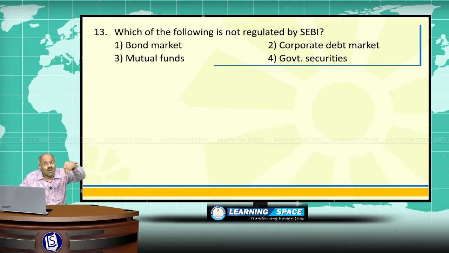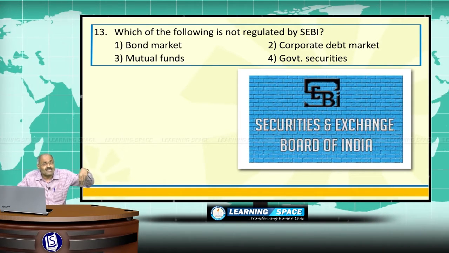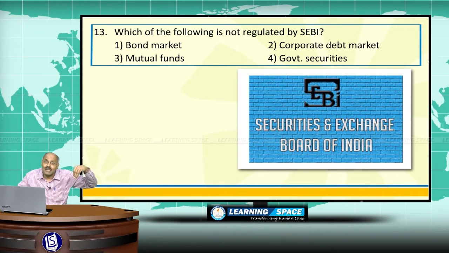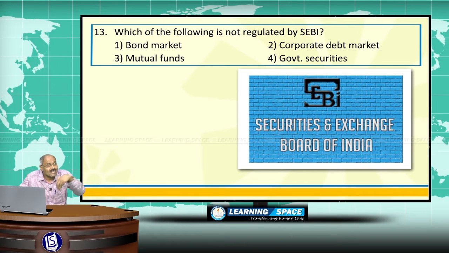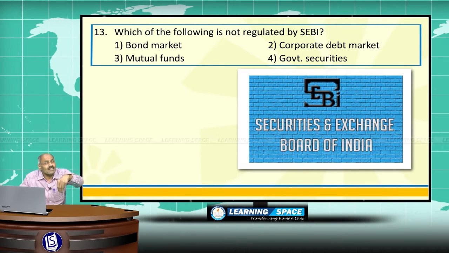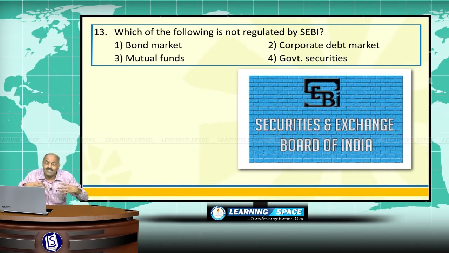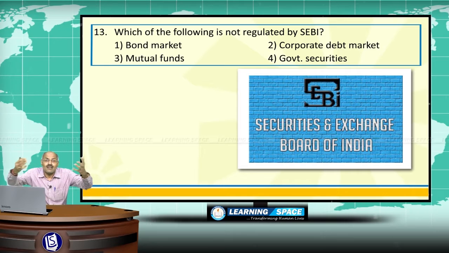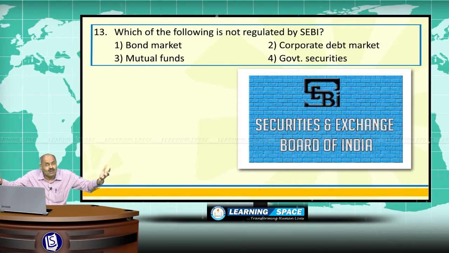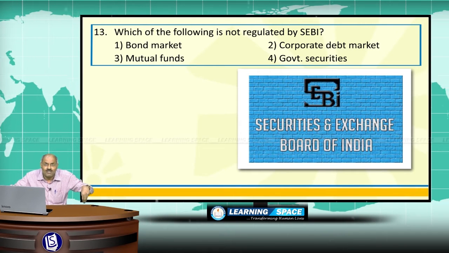Which of the following is not regulated by SEBI? Here 4 options are given. SEBI is Securities and Exchange Board of India. First one is bond market. Normally bonds are issued by public sector enterprises, and this bond market is regulated by SEBI. Second is corporate debt market. When the corporates or companies are issuing debentures for taking loans from the market, that is corporate debt market, and that is also regulated by Securities and Exchange Board of India.